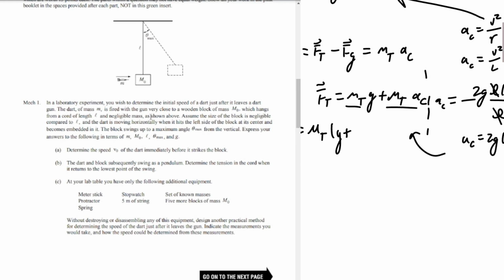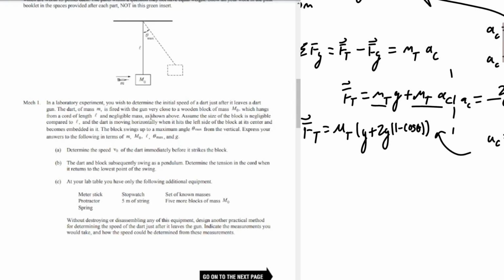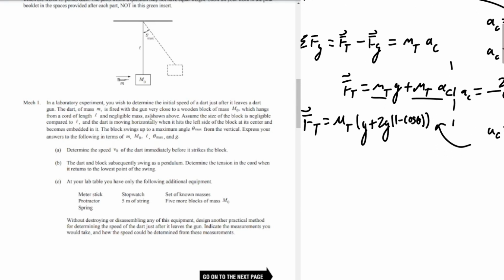So let's see. 2G times 1 minus cos theta. Right here, now I'm getting closer and closer to my final expression. MT was M plus M naught, and I'm going to write that out fully because that's what the College Board wants. M plus M naught. And I see there's G's here that I can factor out, so I'm going to factor out a G. I'm going to say 1 plus 2 times 1 minus cos theta.